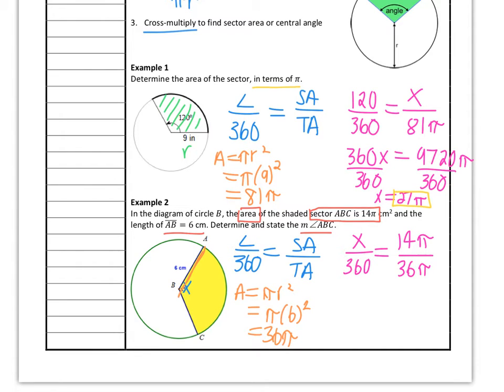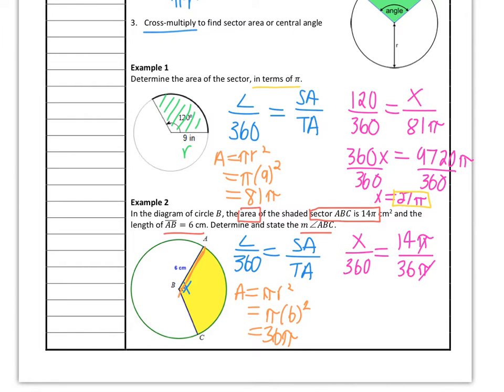Now notice that I purposely left the pi in that because since they gave me the sector area in terms of pi, and I have a pi over a pi, those get to cancel out, which is a really good thing. Now if you don't have a pi over pi, you can't cancel them. You just have to keep bringing the pi along like I did in this first example here.